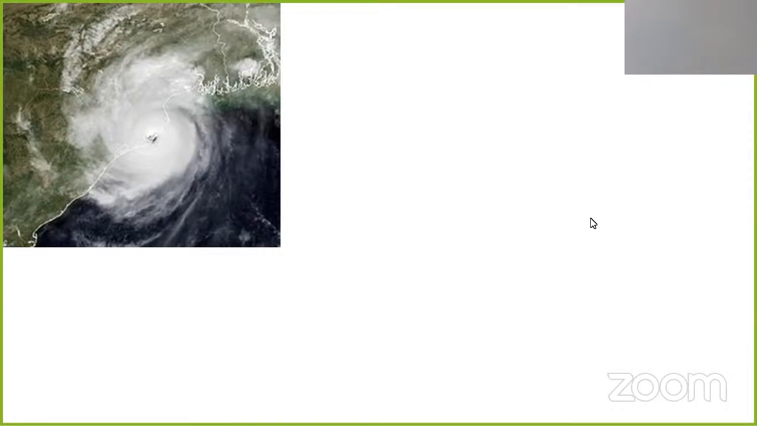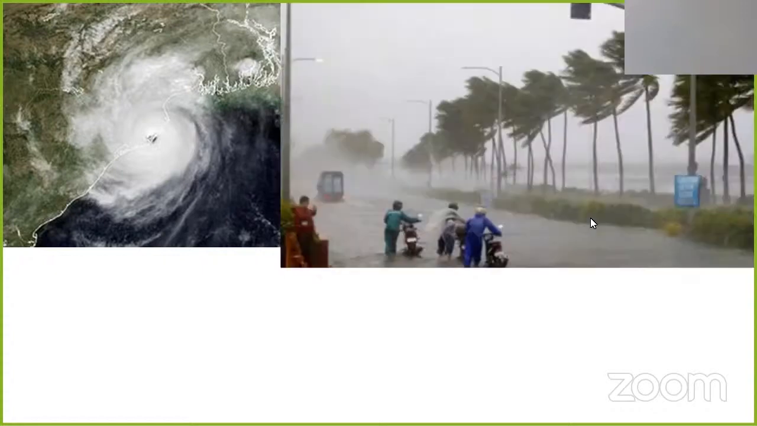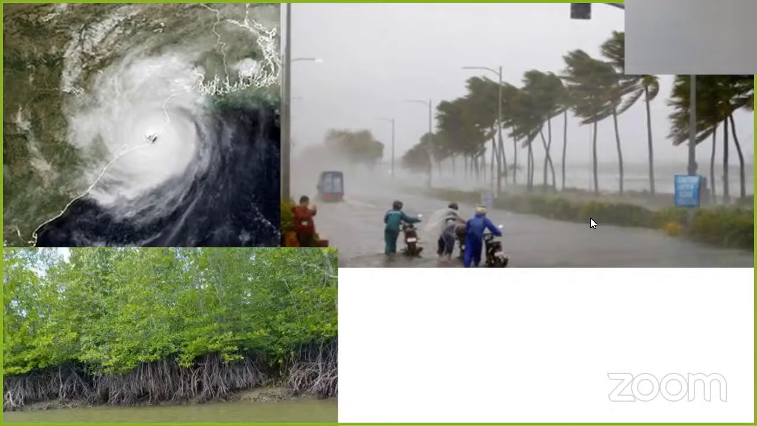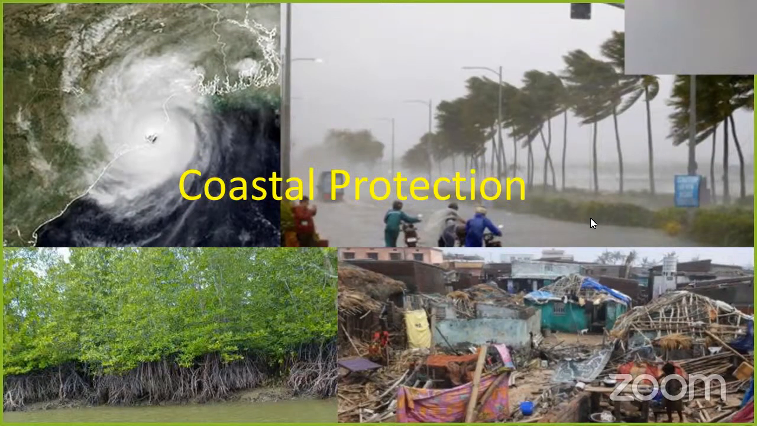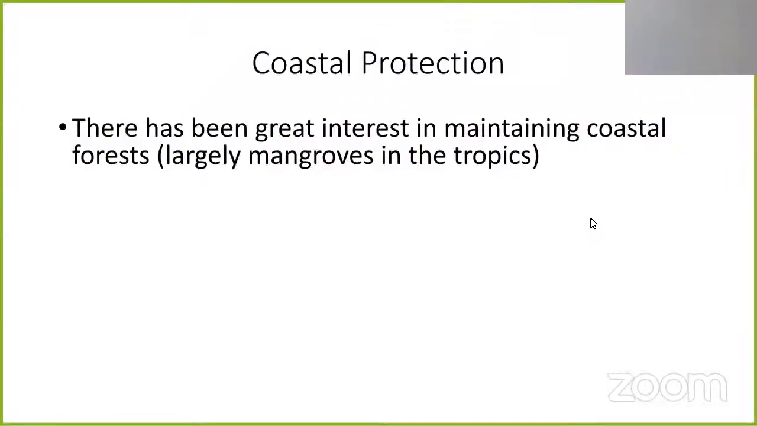So particularly in countries like India, tropical cyclones such as this one off the coast of Odisha cause immense damage from high waves and wind when they hit the coast. If natural coastal vegetation, such as these mangroves, were maintained, then we might reduce the amount of damage that results from winds and waves and storm surge and prevent human and structural tragedies like this from occurring. So we talk about coastal protection.